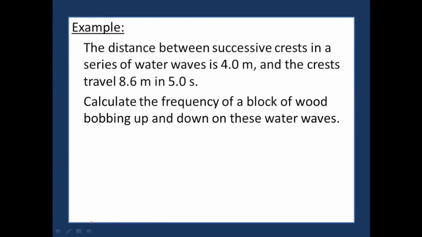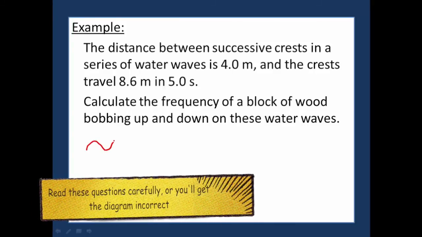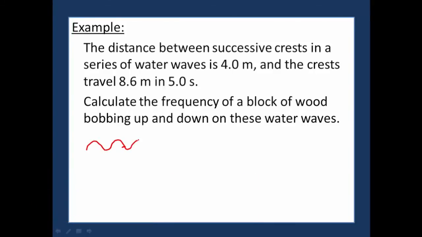Let's say that the distance between successive crests in a series of water waves is 4 meters, and the crests travel 8.6 meters in 5 seconds. I want you to calculate the frequency of the block of wood bobbing up and down on those water waves. So let's take a look at what this picture looks like. We have a wave, and we know that there is some kind of block sitting on the wave.